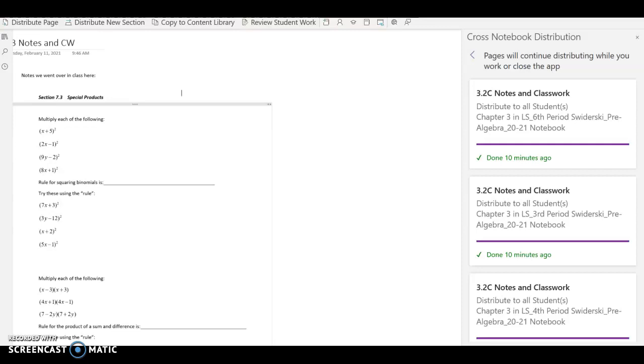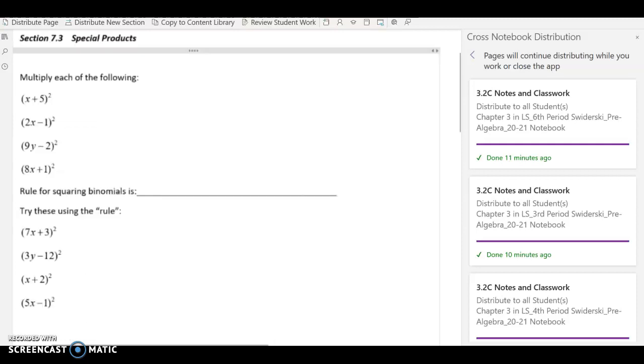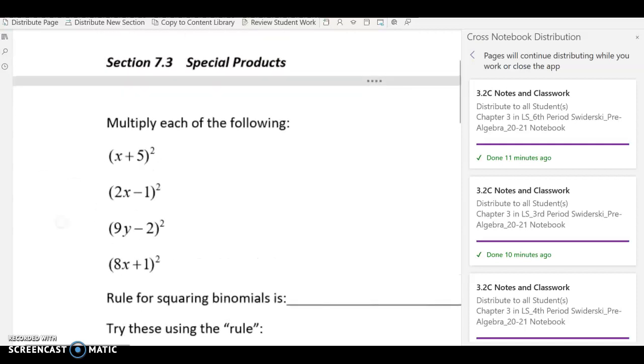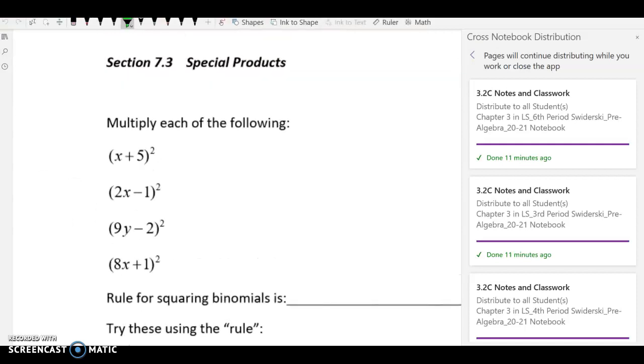All right, guys, 7.3 is all on special products. So in 7.2, we talked about FOIL: first, outside, inside, last. So we can go ahead and do that. So these are special products. When I look at this, I see x plus 5 squared. That does not mean x squared plus 5 squared.